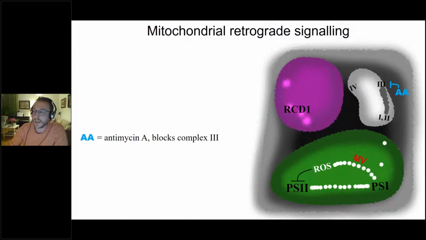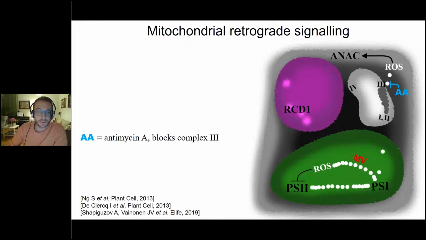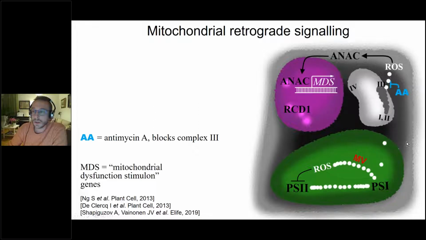And once you apply it, you see accumulation of electrons upstream from complex 3, which cannot go through. And this also initiates leakage of electrons to the outside surfaces of the respiratory complexes, which creates reactive oxygen species. These reactive oxygen species activate a family of transcription factors. And these transcription factors migrate into the nucleus, and they induce expression of the so-called MDS, mitochondrial dysfunction stimulon. This is a set of genes that is responsive to the mitochondrial retrograde signal.